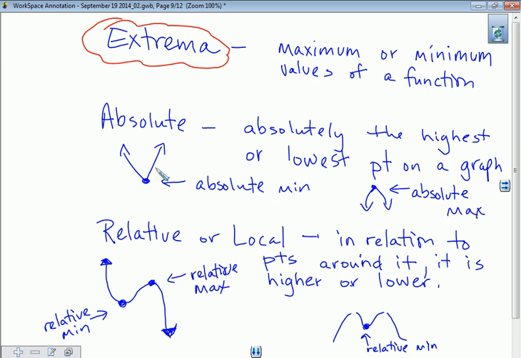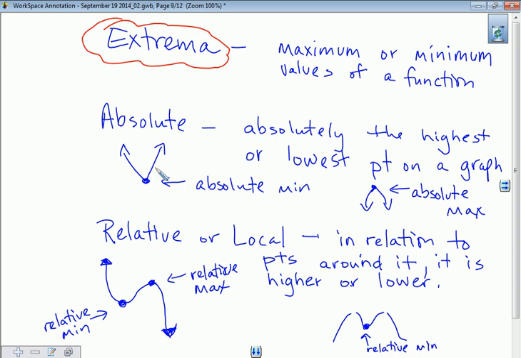So, absolute extrema. That is absolutely the highest or lowest point on a graph. So you see here, first I gave you an example of an absolute value that opens up. So that vertex of the absolute value is the lowest point on that graph. There's not another point lower than that. So that is called an absolute minimum. And I always abbreviate minimum as min.